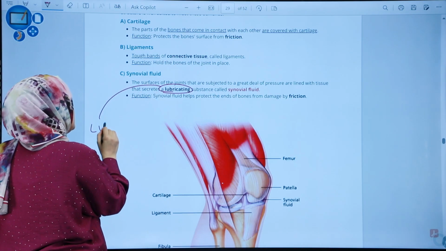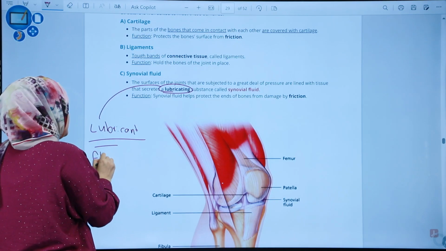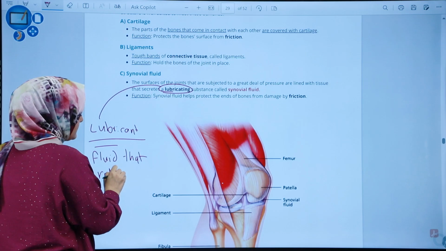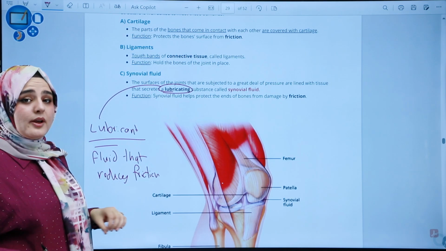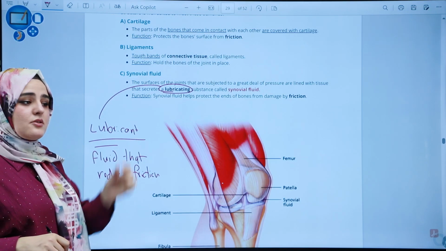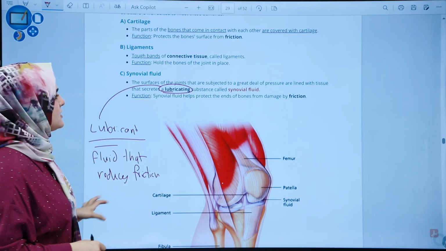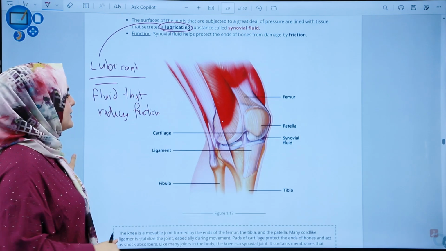Anytime you hear lubricant, it means a fluid that reduces friction. Just like oil. If the hinge on the door is rusty, it creates sound. Don't we put oil? At this point, oil is a lubricant because it reduces the friction and makes it easier to move. Don't forget about that.